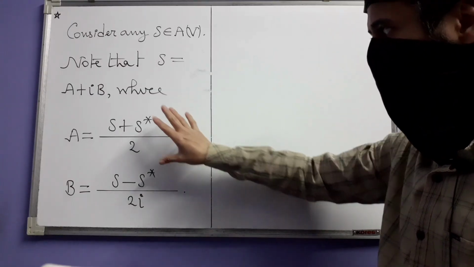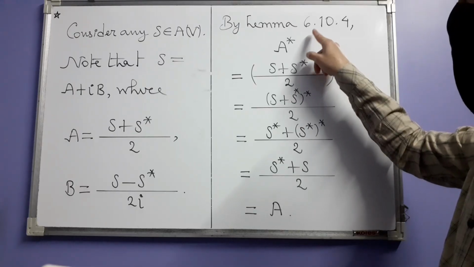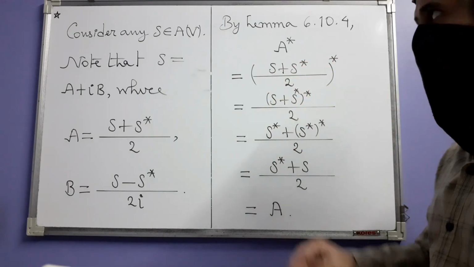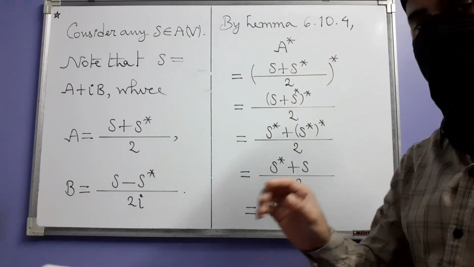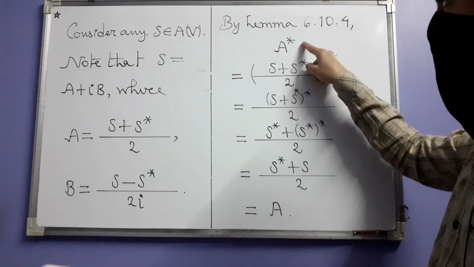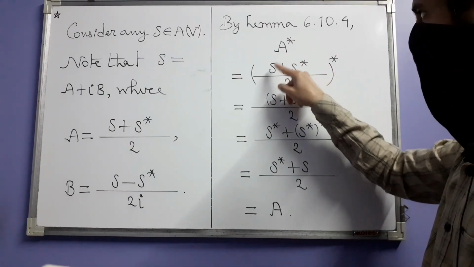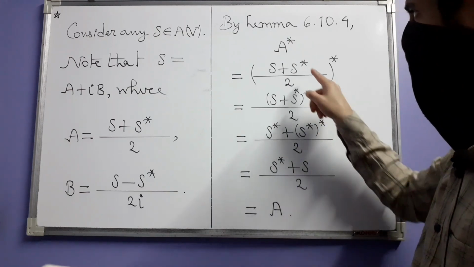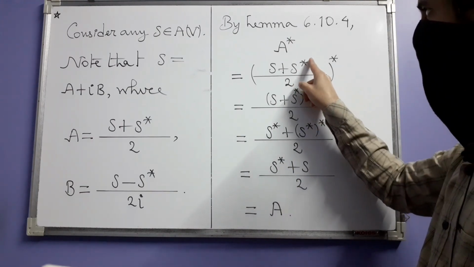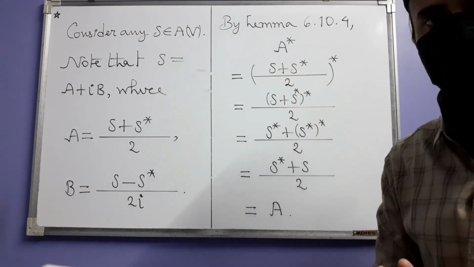But what is so special about this A and B? By using lemma 6.10(4), we find that the Hermitian adjoint of A is A itself. It is that lemma where we have the basic properties of Hermitian adjoint. So let's see the steps. We are calculating A star, that means the star of this. What is this actually? This is actually the scalar multiplication operation where we have multiplied the operator S plus S star by the scalar 1 divided by 2.